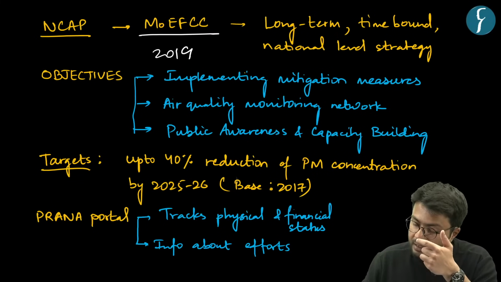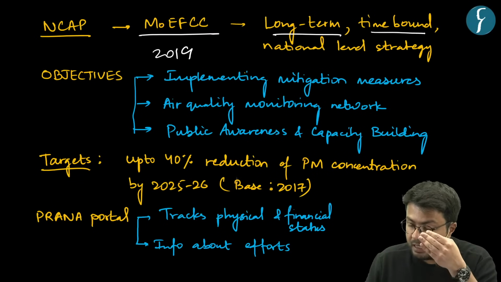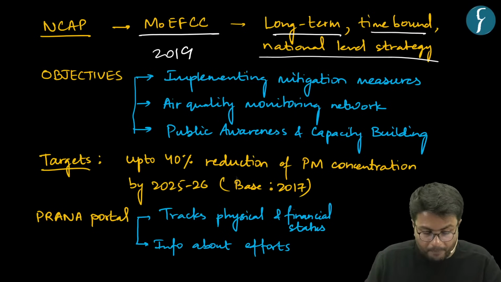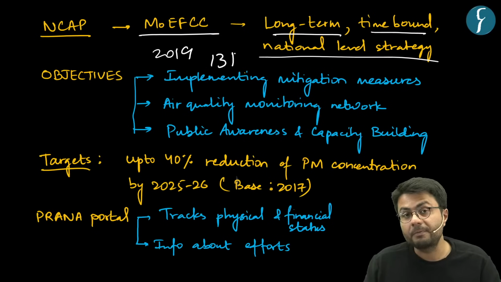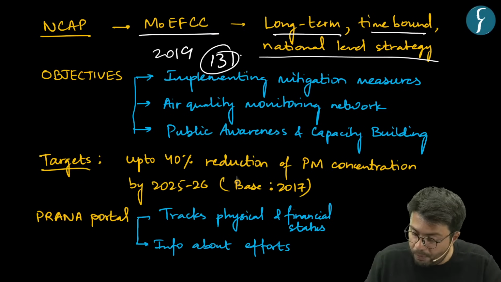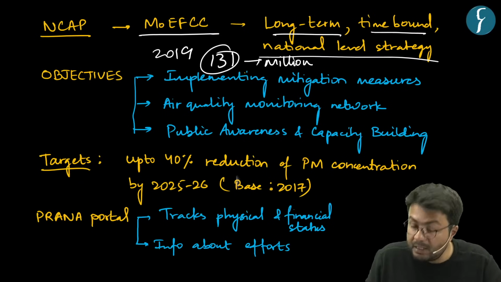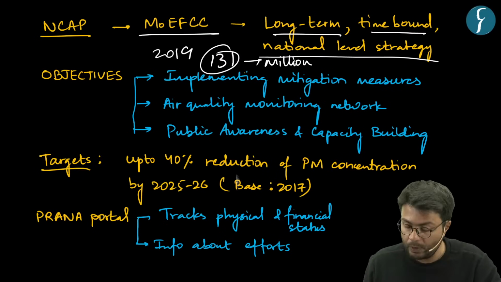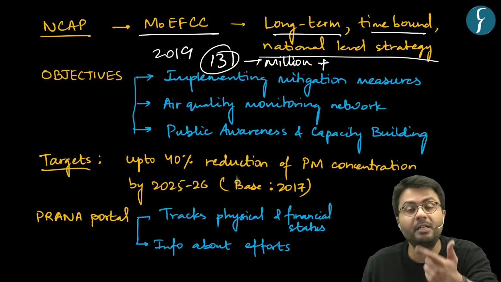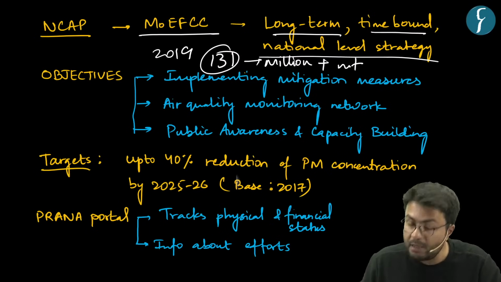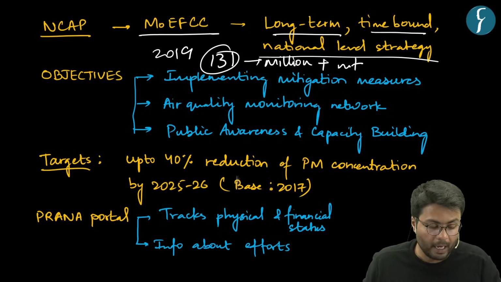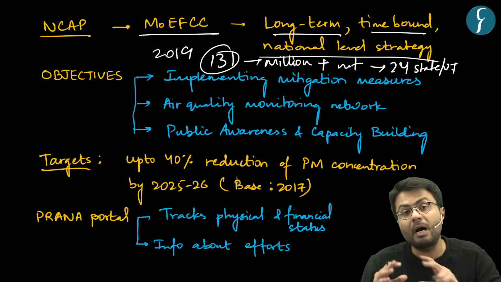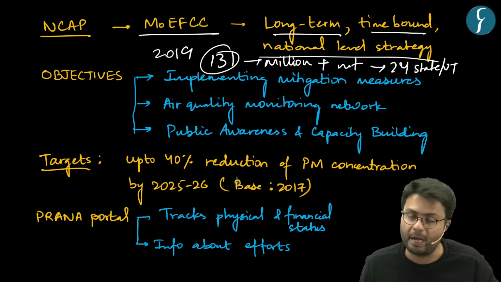This program was envisaged as a long-term program which gives a time-bound and national level strategy to control air pollution in 131 Indian cities. These Indian cities are million plus cities, which means that the population of these cities is more than 1 million. Further, this scheme also extends to cities which have not attained a reduction in air pollution. Hence, a total of 131 cities in 24 states and union territories come under the jurisdiction of this program.